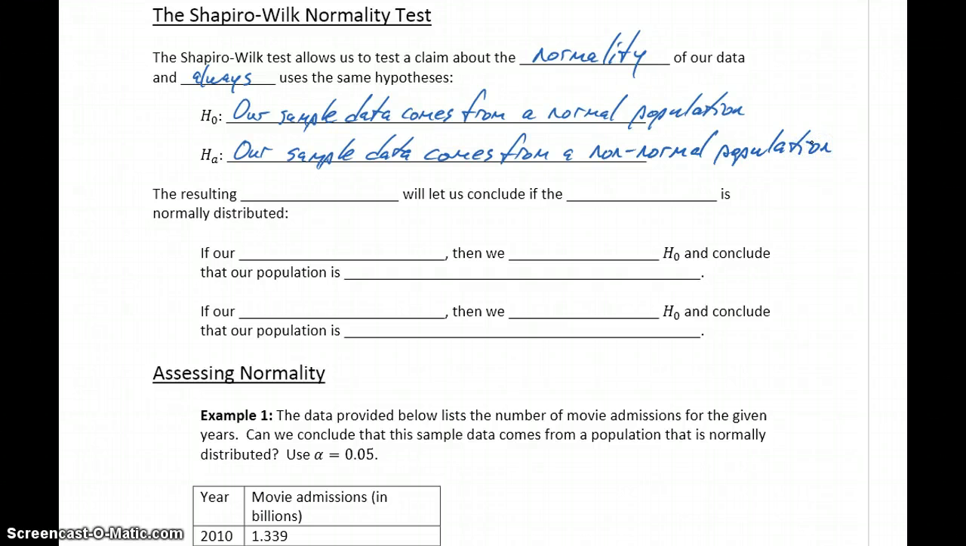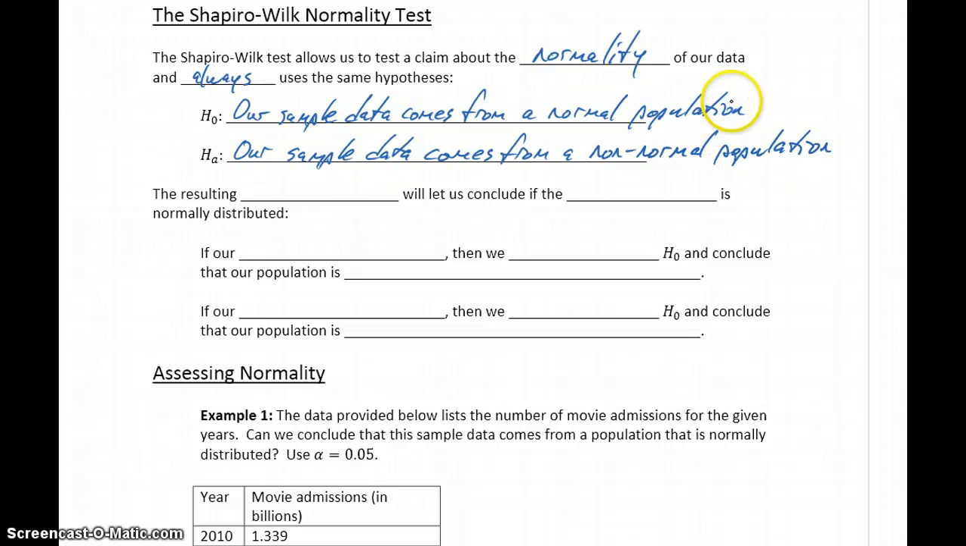So keep in mind with any hypothesis test, we always assume that the null hypothesis is true unless our data has enough evidence to convince us to reject that statement. So we're always going to start off with the assumption that all data comes from normally distributed populations, which we've seen from examples throughout the course that that's not true. So if there's enough evidence, we'll reject that statement and end up concluding the alternative statement, which is that our data comes from a non-normal population.